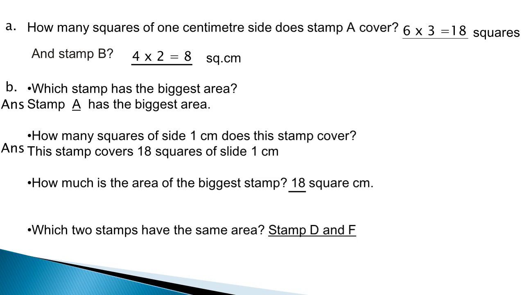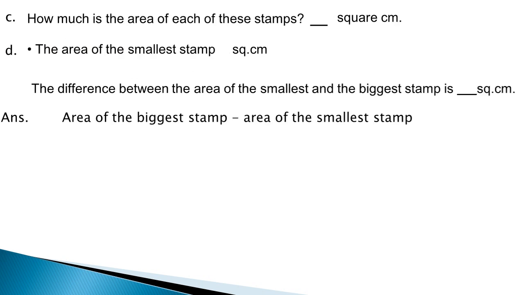Which two stamps have the same area? There are 6 stamps. Out of 6 stamps, there are 2 stamps which have the same area. Which are these stamps? Stamp D and stamp F. Remember, these are the 2 stamps with the same area. How much is the area of each of these stamps? Find out. 12 square centimeter. Both stamp D and F have 12 square centimeter area.